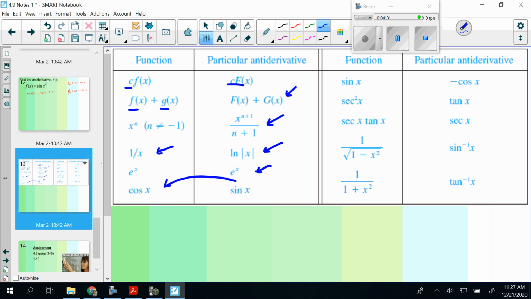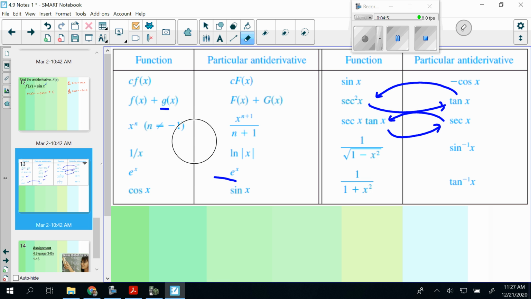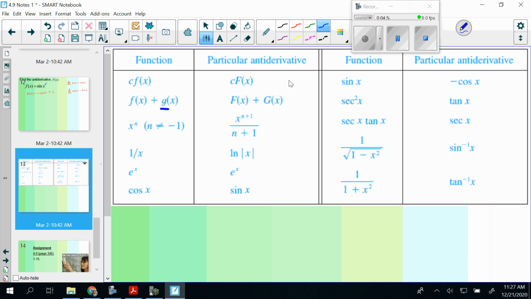Remember our other trig derivatives. What's the derivative of tangent? Secant squared. So what's the antiderivative of secant squared? Tangent. What's the derivative of secant? Secant tangent. So then the antiderivative would be secant. And then we'll get into some of these inverse trig ones as well later on, but remember that we found some of these derivatives of inverse trig functions by using implicit differentiation and drawing out a triangle. So if you would see something like this and it says find the antiderivative, it would be inverse sine, just like this one would be inverse tangent. We'll keep working with those as we go here.